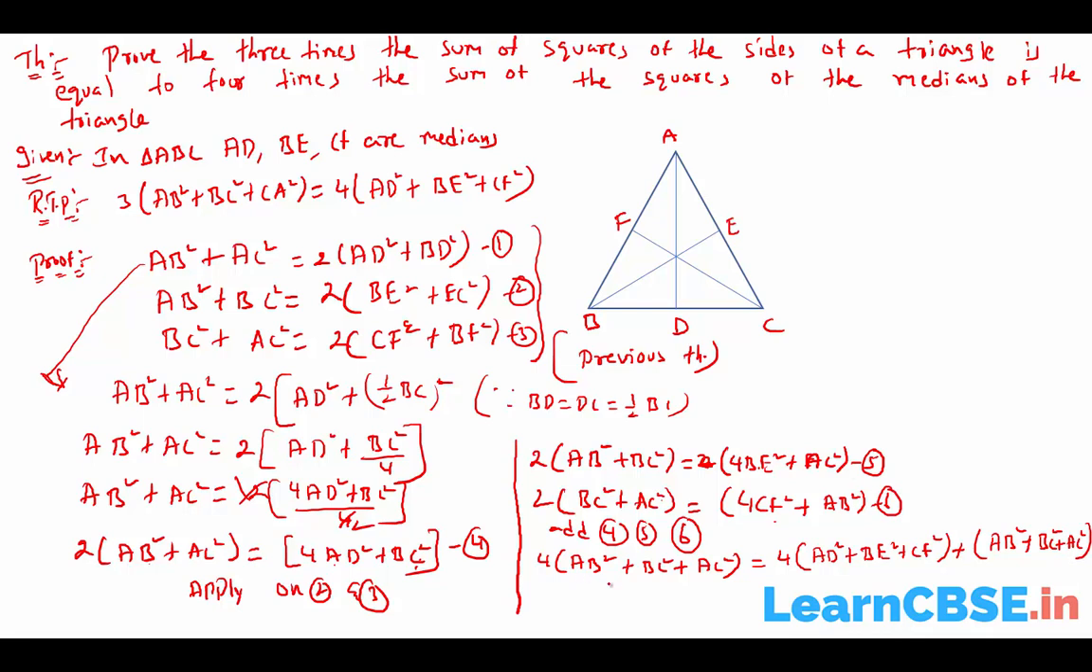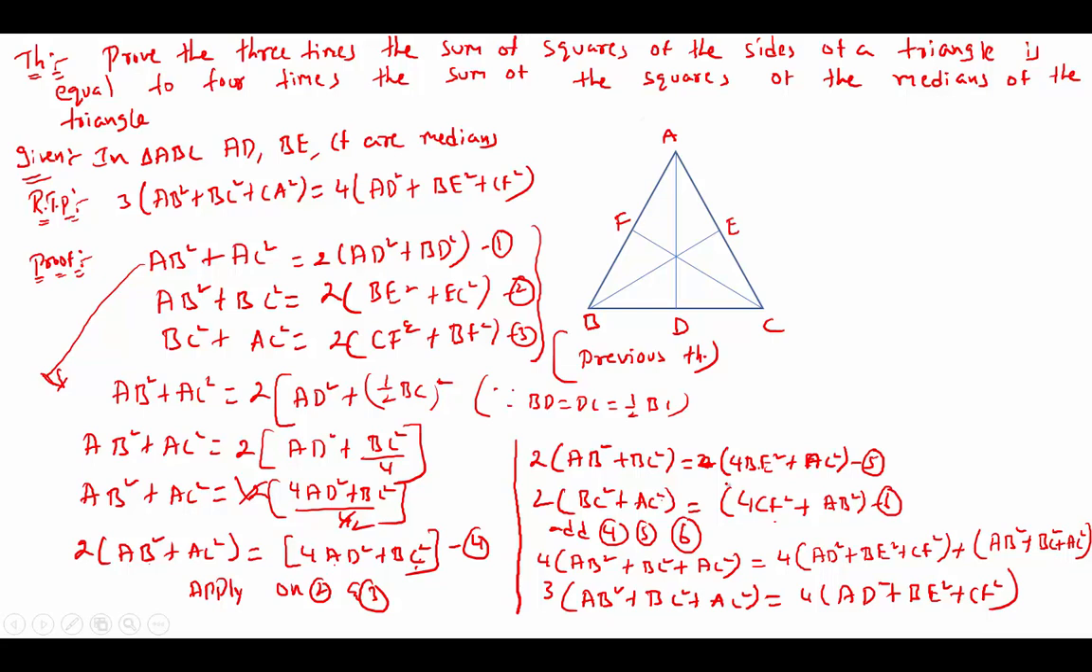Now here we have 4 into (AB square plus BC square plus AC square). If you bring the sides to the left, you get minus: 4AB square minus AB square is 3AB square, 4BC square minus BC square is 3BC square, 4AC square minus AC square is 3AC square. So 3 into (AB square plus BC square plus AC square) equals 4 into (AD square plus BE square plus CF square). So 3 times the sum of the squares of the sides equals 4 times the sum of the squares of the medians, that is what we had to prove. Then end of the session.